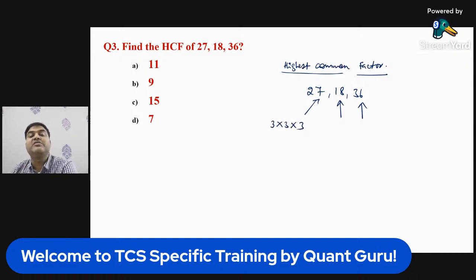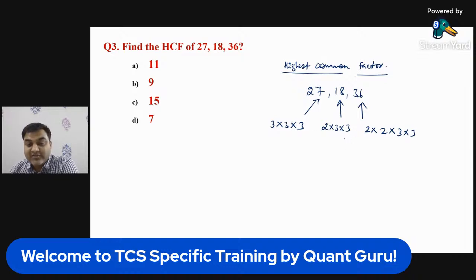3 3s are 9, 9 3s are 27. 18 we write as 2 into 3 into 3, and 36 we can write as 2 into 2 into 3 into 3, right? So 3 3s are 9 and 9 4s are 36. Yes. And how to find the highest common factor?